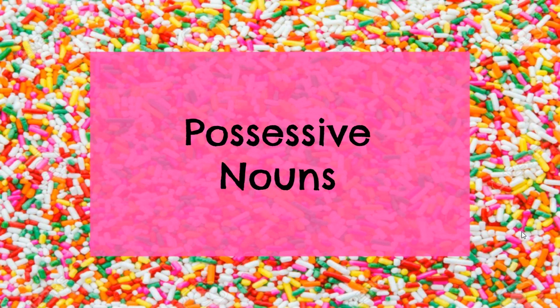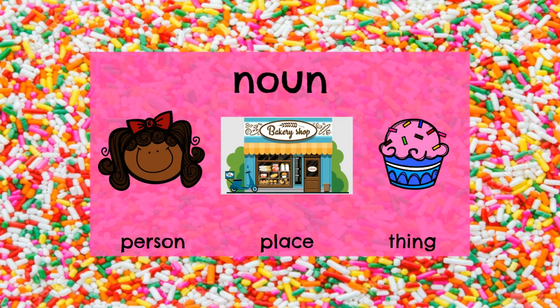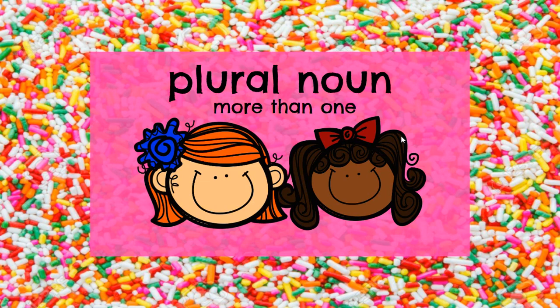Today we're going to be learning about possessive nouns. Let's remember what we know about a noun. A noun is a person, a place, or a thing. A girl, a bakery, or a cupcake. So those are all nouns. We know that. We also know what a plural noun is.